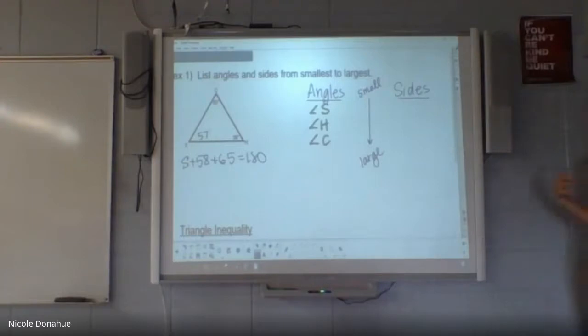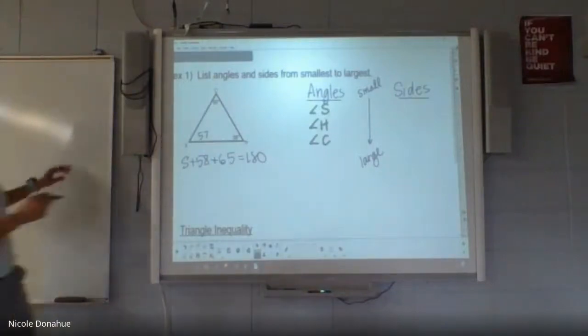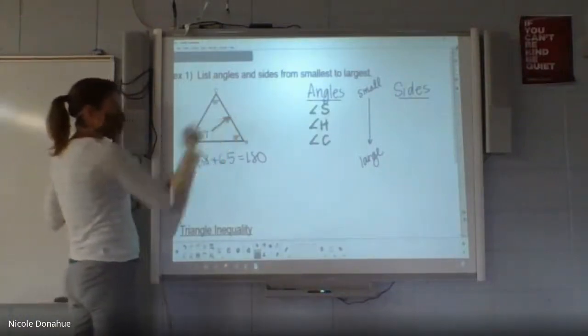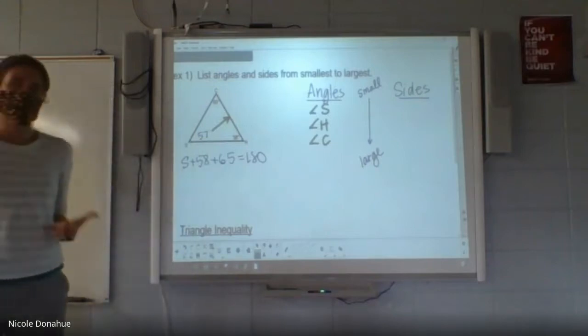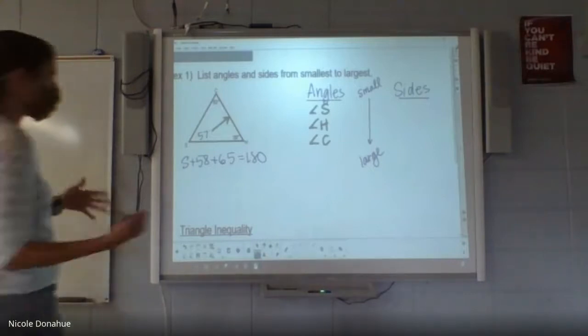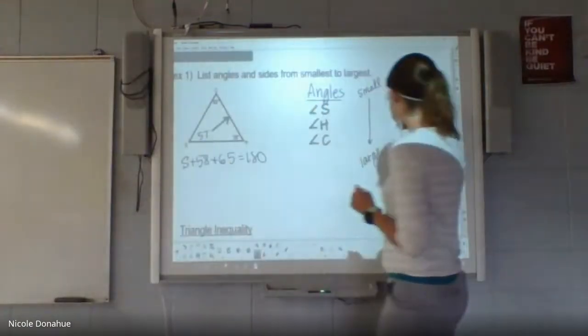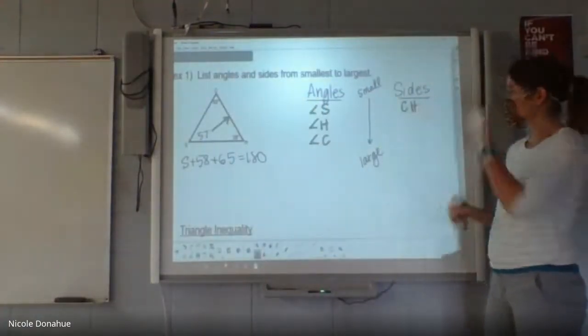But then the sides are dependent on those angles. So what's going to be the smallest side? CH. It's across from the 57 degree angle. Now I don't know how long CH is. I don't know if it's 5 units. I don't know if it's 55. I don't really know anything about it. But I know this is going to be the shortest side. So the shortest side is going to be CH.